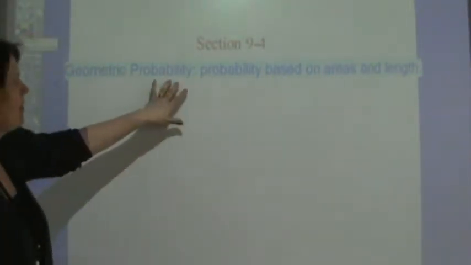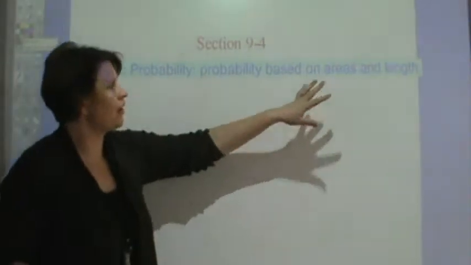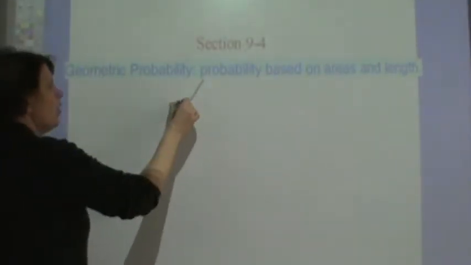Okay, we're looking at section 9.4. This is geometric probability. Definition: geometric probability is probability based on areas and lengths. Okay, so let's review what's probability.